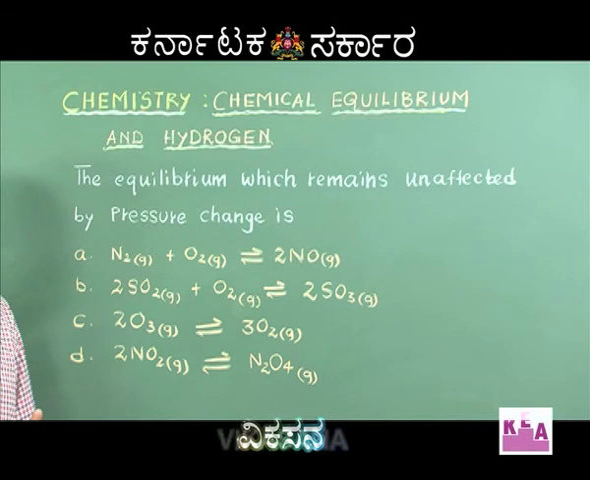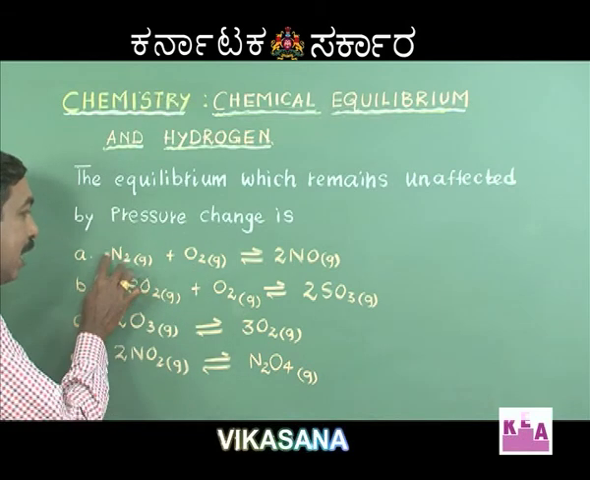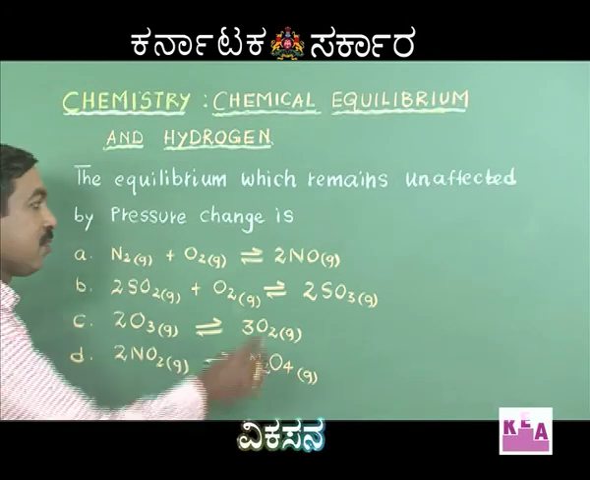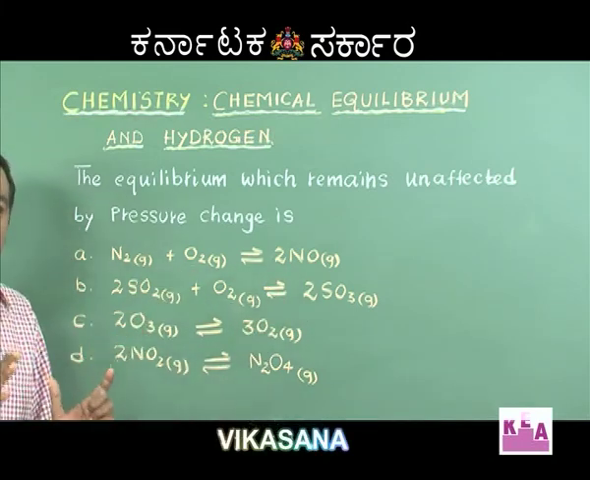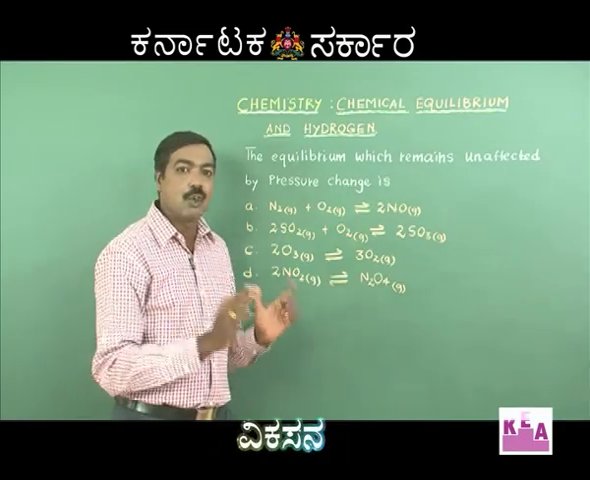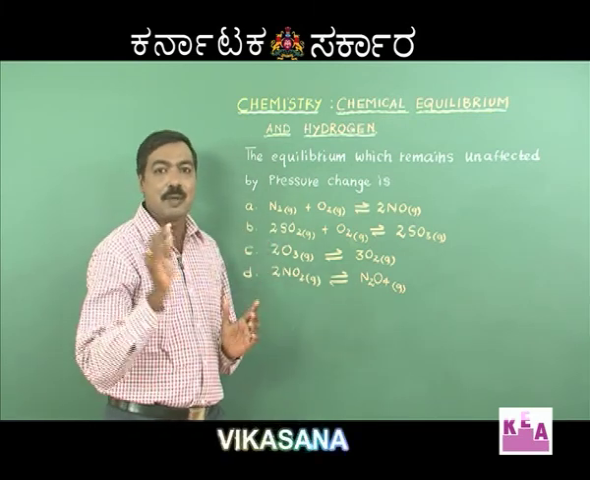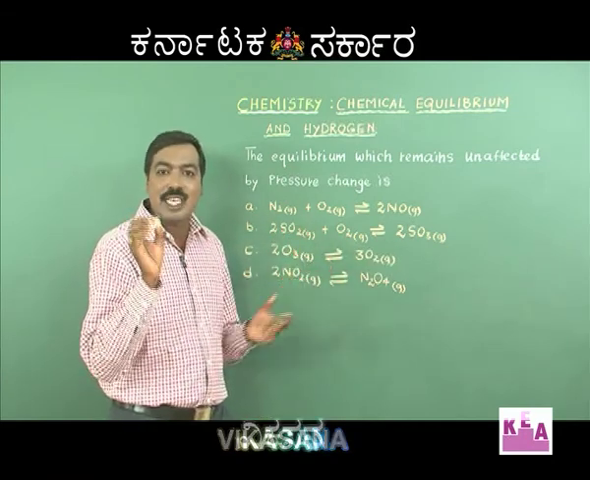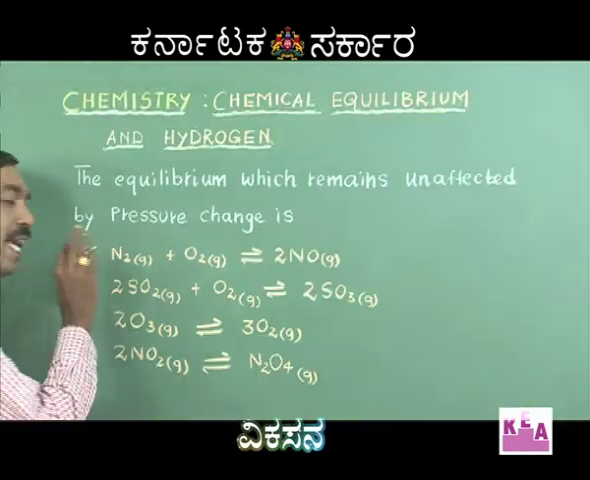In option A, the number of moles of the gaseous reactants that I have, 1 and 1, happens to be 2. The number of moles of the gaseous products that I have happens to be 2, 2 and 2. The number of moles of the gaseous products is equal to the number of moles of the gaseous reactants. Therefore, option A is the right answer. I am repeating, the number of moles of the gaseous reactants is equal to the number of moles of the gaseous products. Therefore, option A happens to be the right answer.